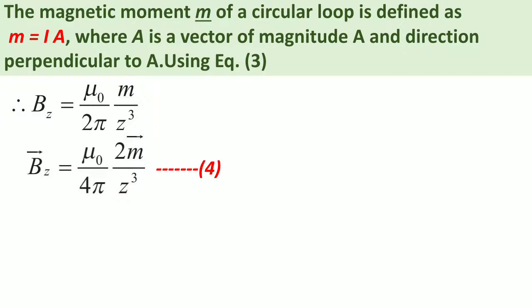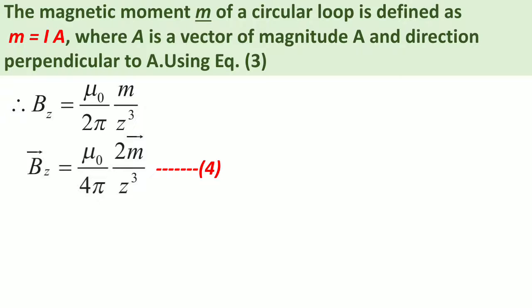So this is the formula for the magnetic field in a circular loop carrying a current as a magnetic dipole. So label it as equation number 4 here.